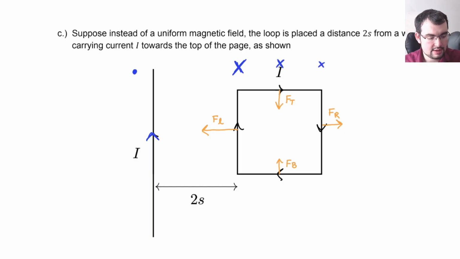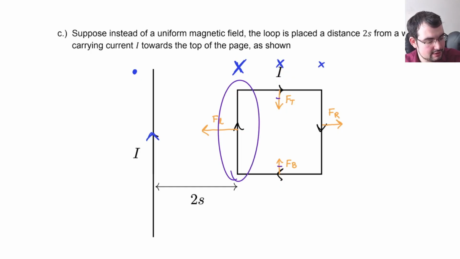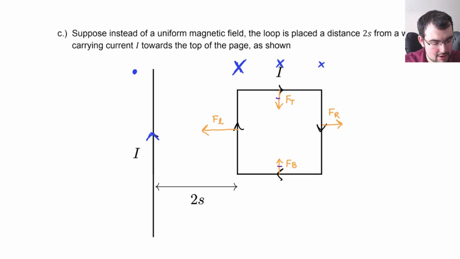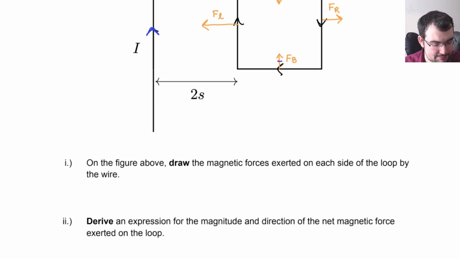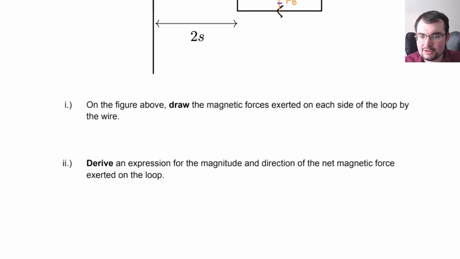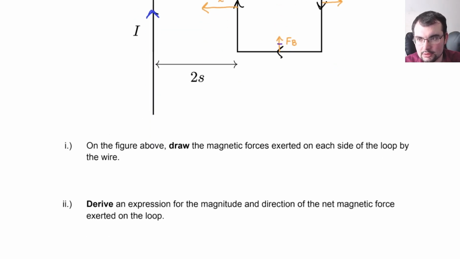So we do see that, yes, these two are going to end up canceling because there's perfect symmetry there. But due to the fact that this entire side of the loop is closer than this side to the wire, we do get a net force. We do get a winner there. So let's find the magnitude and direction of the net force on the loop.